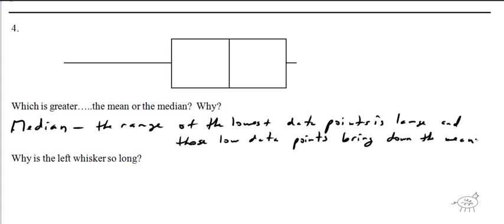Again, please don't tell me, oh yeah, there's more data to the left over there. No, that whisker does not mean there's more data. There is 25% of the data in that whisker. There's 25% of the data in the upper whisker, and there's 25% of the data in each of those boxes, right? So don't use there's more data. That would be totally incorrect. And then the second part of this, why is the left whisker so long? Well, again, it has such a wide range of data points that are low.